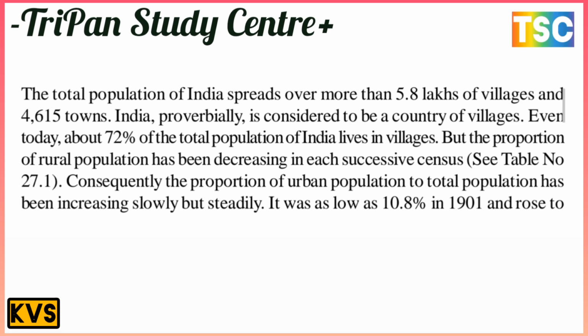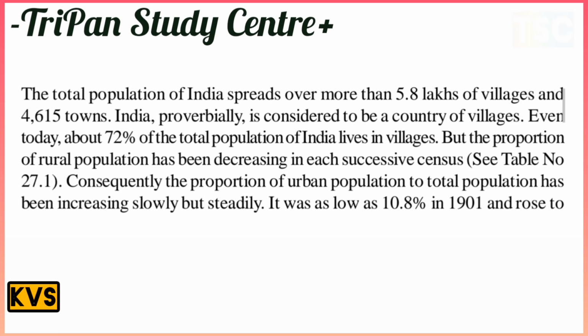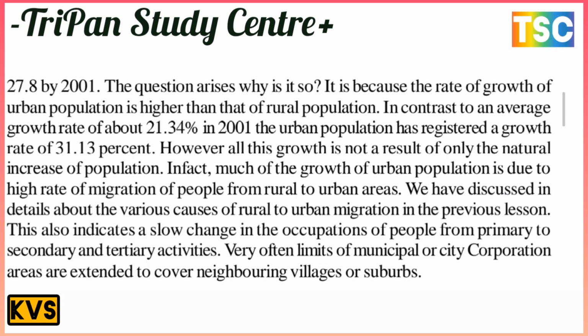You see the table, it is the most important table here. Consequently, the proportion of the urban population to total population has been increasing slowly but steadily. It was as low as 10.8% in 1901 and rose to 27.8% by 2001. The question arises why it is so. It is because the rate of growth of urban population is higher than that of rural population.